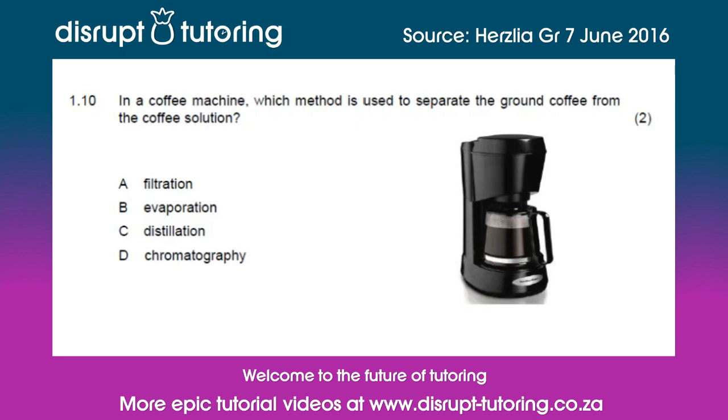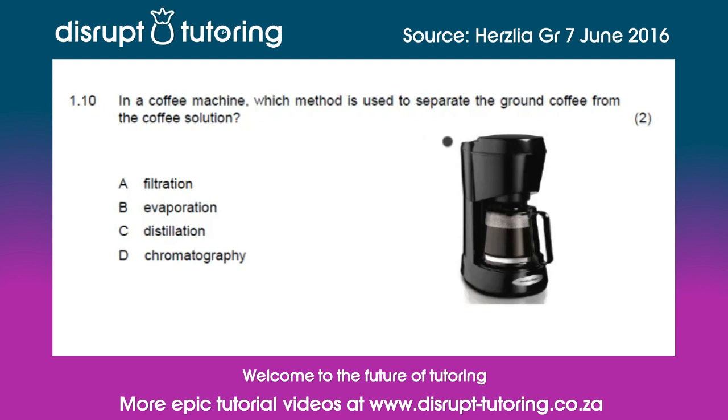Today we're going to be answering a natural sciences matter and materials question taken from the Herzia Middle School Grade 7 June 2016 exam paper. Let's have a look at question 1.10. The question reads, in a coffee machine, which method is used to separate the ground coffee from the coffee solution?